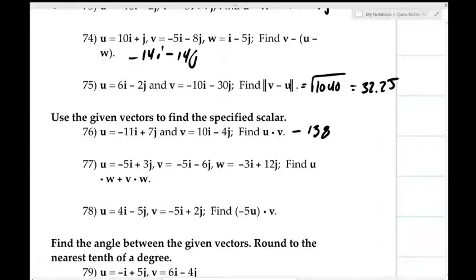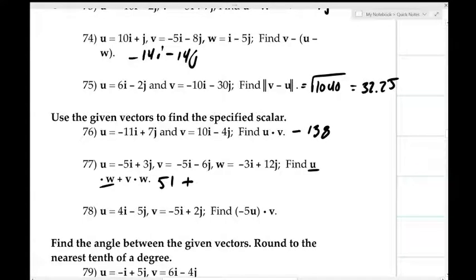Find u dot product w plus v dot product w. Okay, so u dot product w will be negative 5, negative 3 plus 3 and 12. So 15 plus 36 is 51.